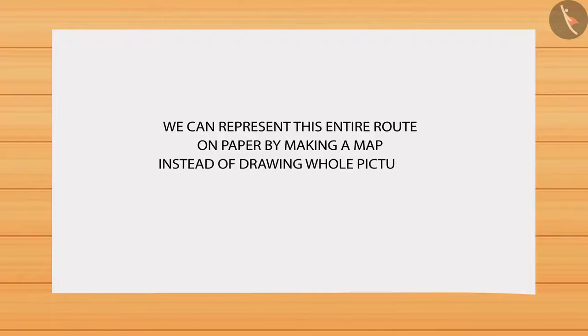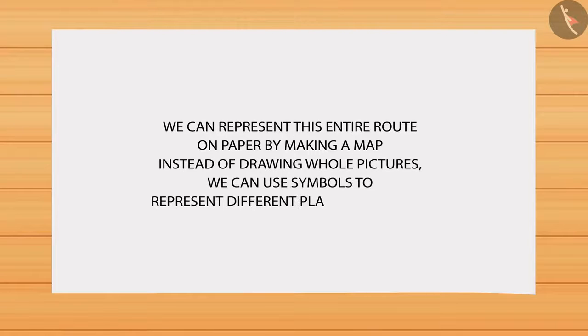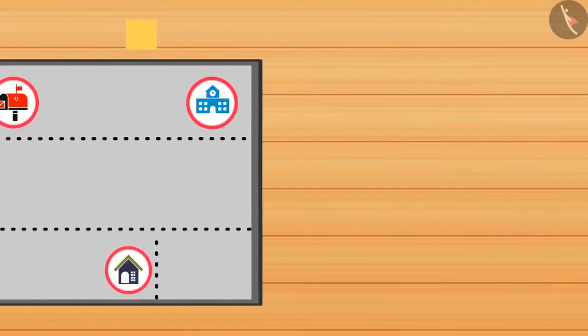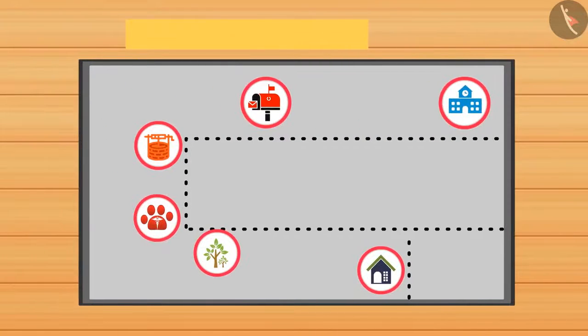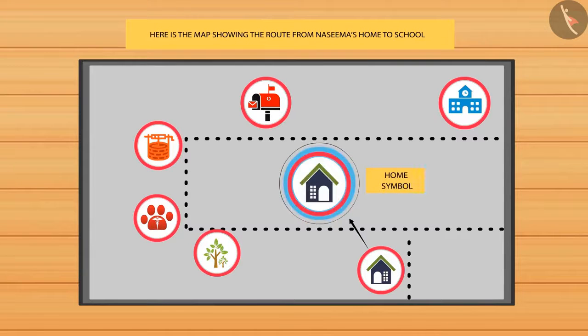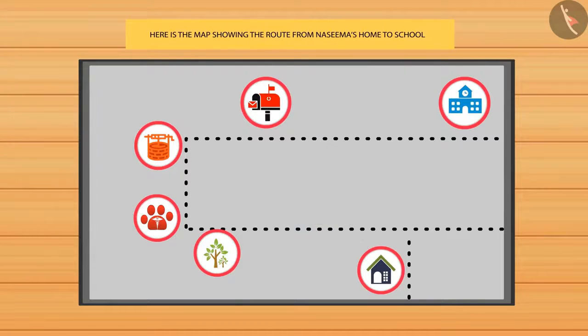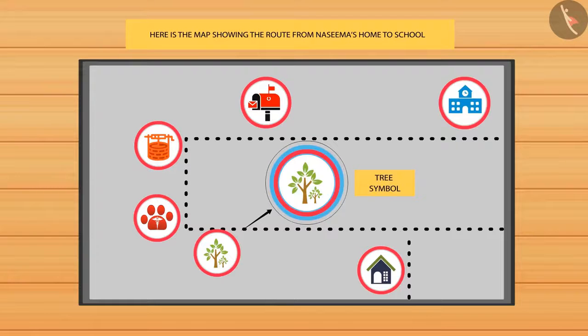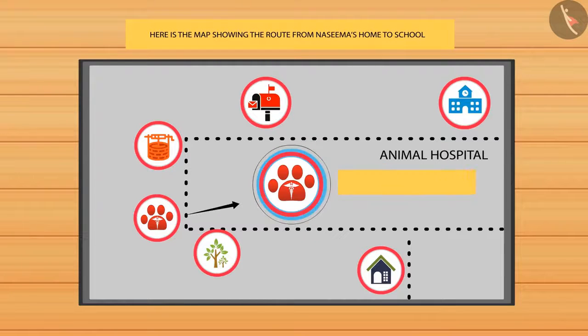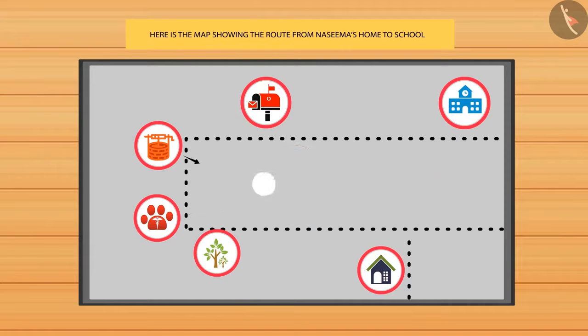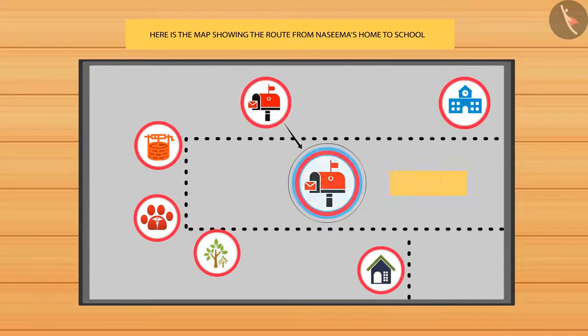We can represent this entire route on paper by making a map. Instead of drawing whole pictures, we can use symbols to represent different places on the map. For example, here is the map showing the route from Naseema's home to school. Now observe, we'll use this symbol for home, this for the banyan tree, this for the animal hospital, this for the post office, and this for the school.